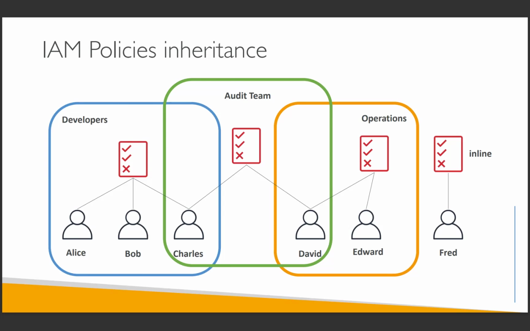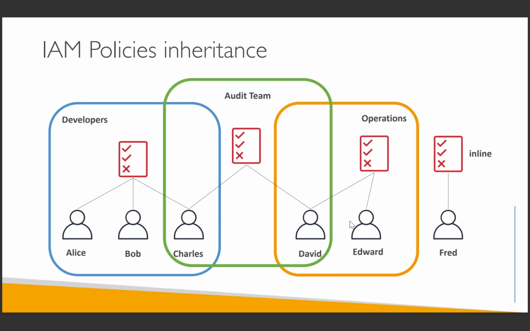Now likewise, we have an operations team to which we want to give deployment access, like CI/CD pipeline access and Elastic Beanstalk access. So we will create an IAM policy for that and assign it to this group, and these two, David and Edward, will be able to access those resources as defined in the policy. Okay, the JSON document.